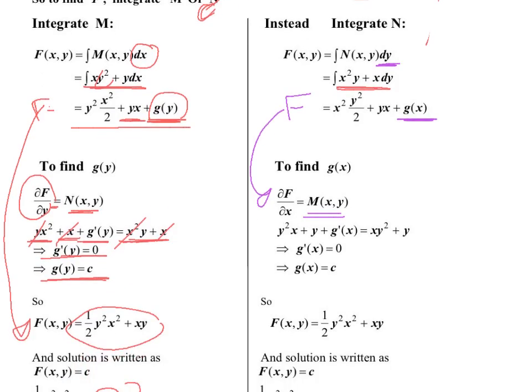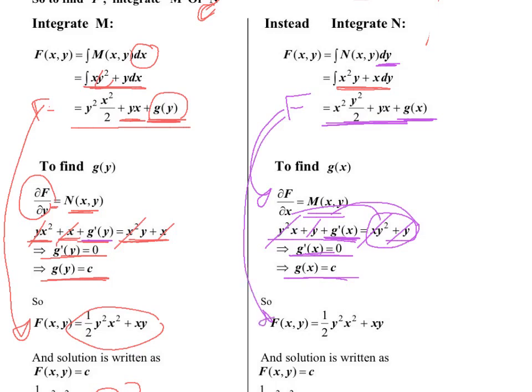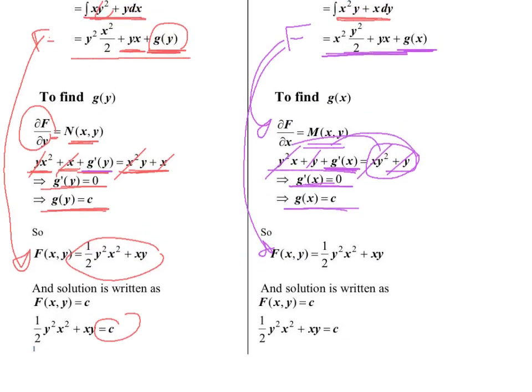Partial f partial x from here is this, equal to m from the differential equation. Compare them. At this step you should be able to check your solution, because you must have similarities between the terms, and g prime x must be a function of x only, or a 0 or a constant, and g prime y must be a function of y only, or a 0 or a constant. G prime x here is 0, so g of x is a constant. Then you write back your answer, and your final answer will be equal to C.